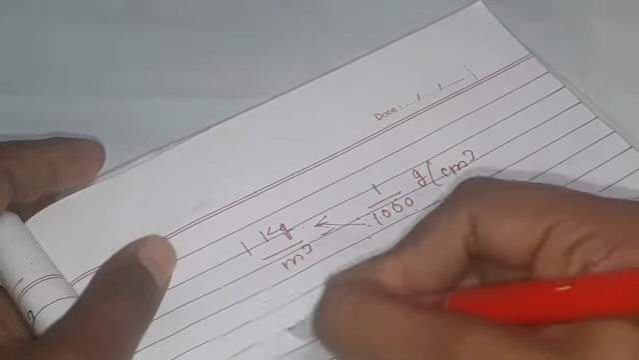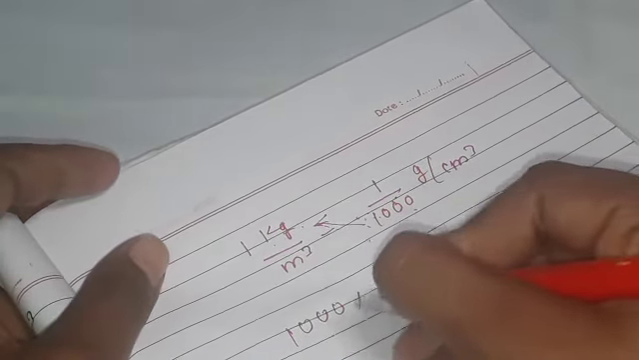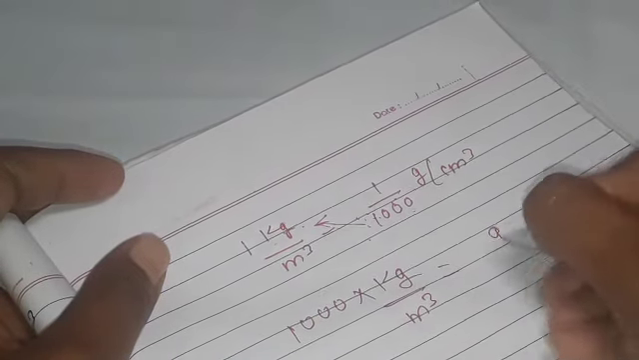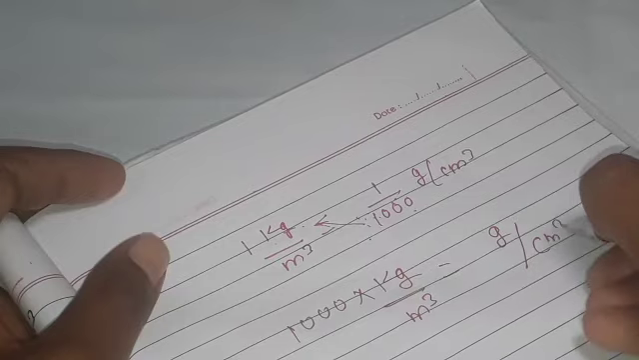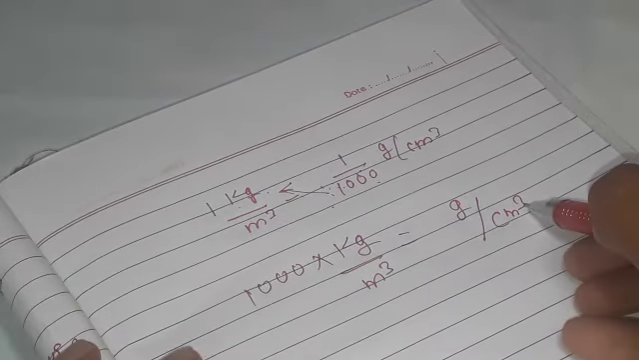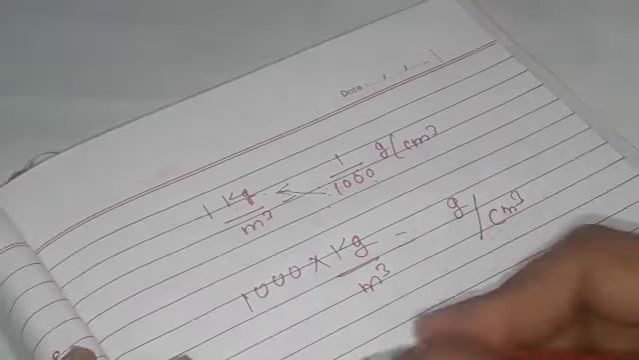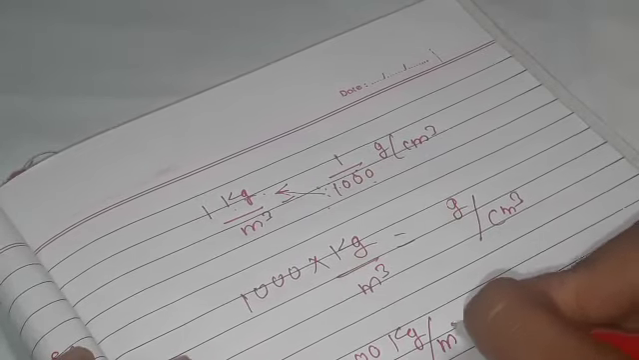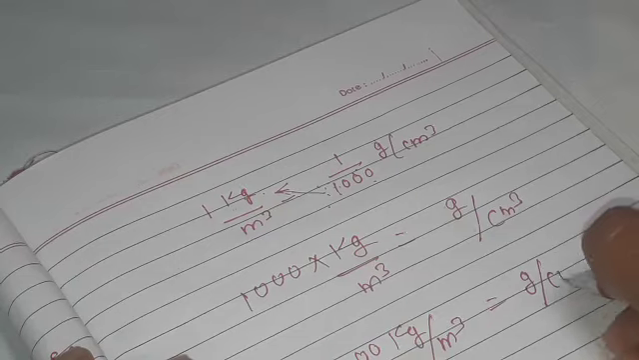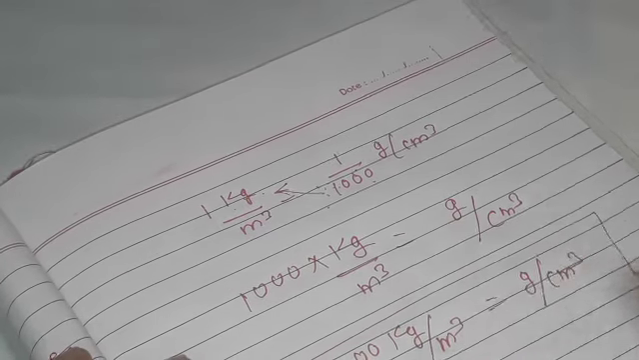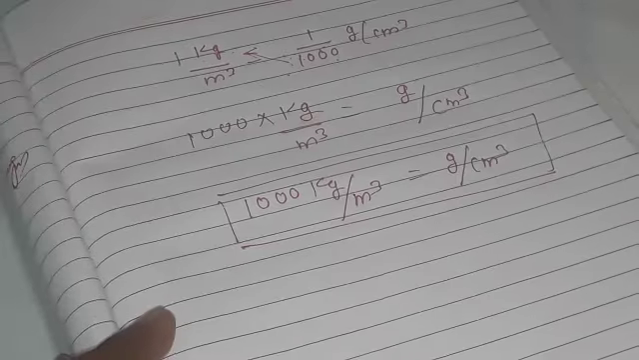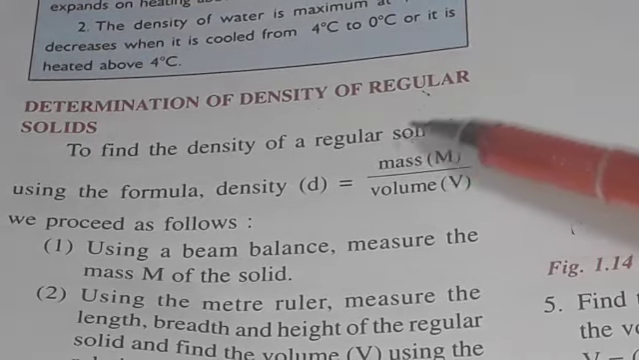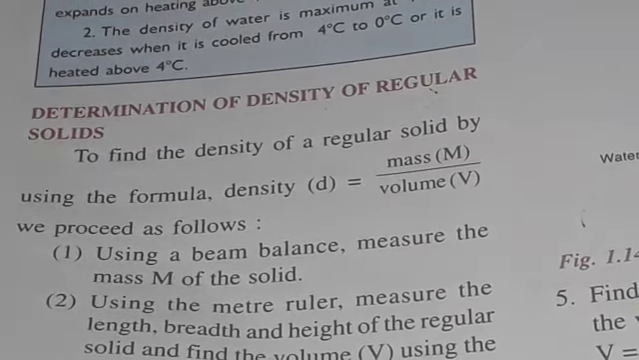Yes or no? So it means 1000 into kilogram upon meter cube is equal to gram upon centimeter cube. Can we write like this? So this is your answer. 1000 kilogram per meter cube is equal to gram per centimeter cube. This is your formula.